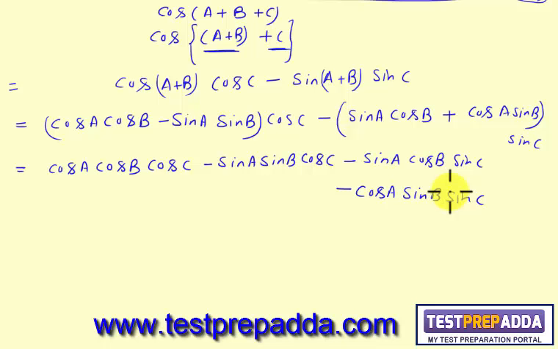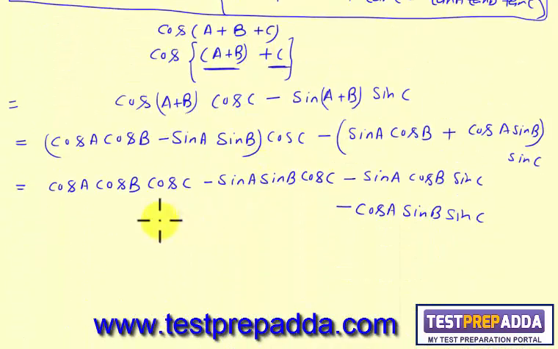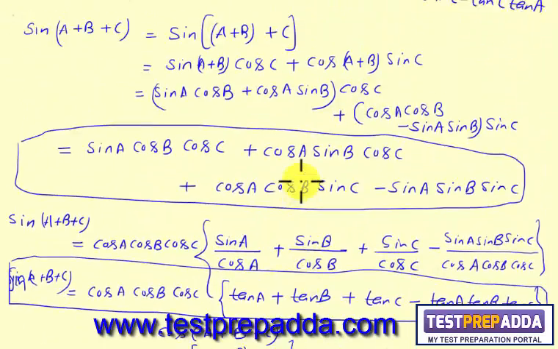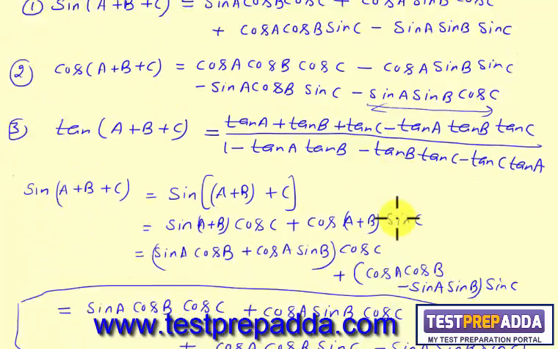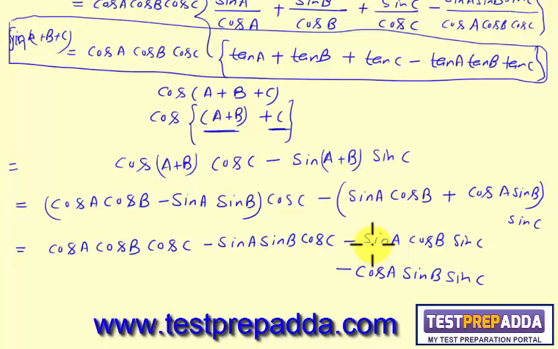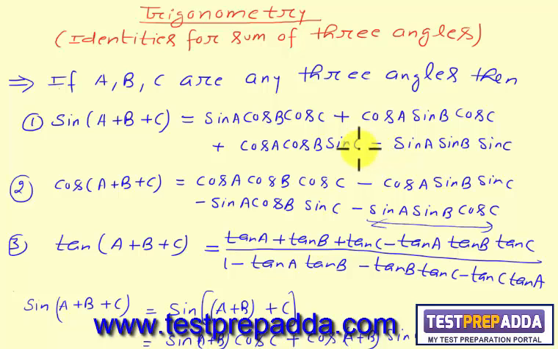Now, if you go back and check, the first term was cos A cos B cos C. Here you can see we have proved cos A cos B cos C, and then sin A sin B cos C. Can you find sin A sin B cos C? Yes, I can find. Here it is. Sin A sin B cos C. And then sin A cos B sin C.